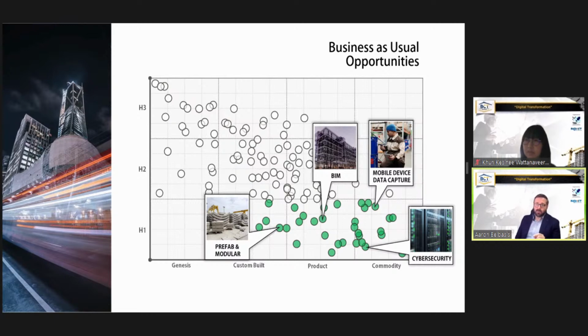And lastly, we can look at other things like prefab and modular construction, which we know if we shift to a new way of working, we can actually expedite the period or shorten the period of some of our construction projects.